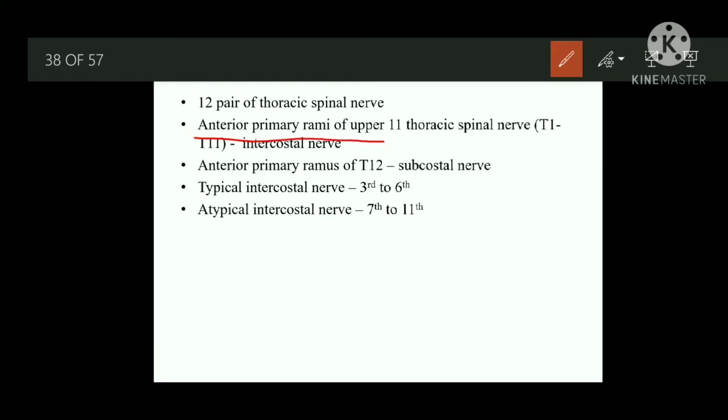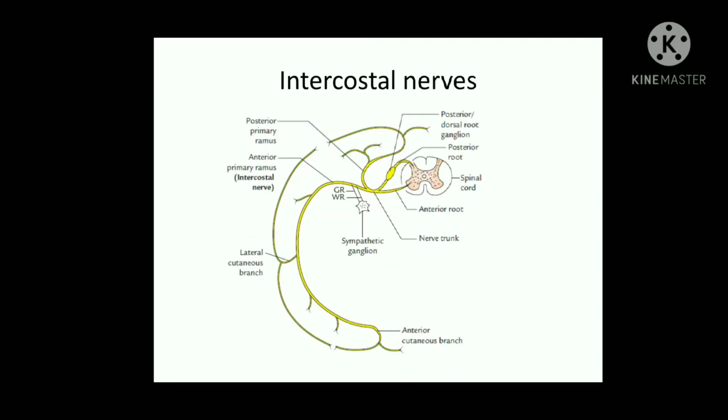Anterior rami of 11 thoracic spinal nerves are known as intercostal nerves, and the anterior primary ramus of T12 is known as the subcostal nerve. Typical intercostal nerves are the 3rd to 6th, and atypical intercostal nerves are the 1st, 2nd and 7th to 11th. Those are atypical intercostal nerves.